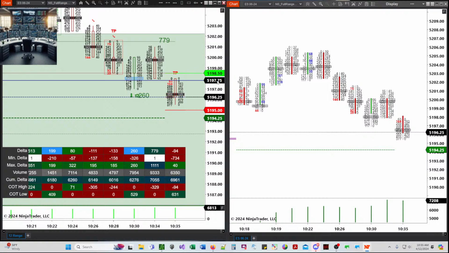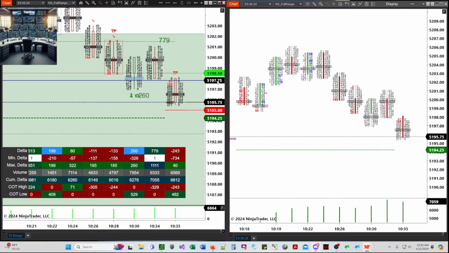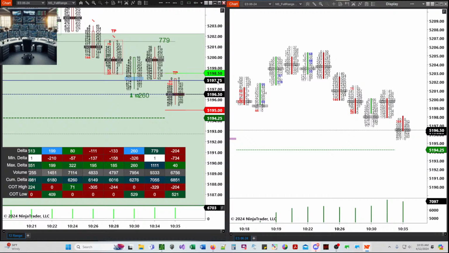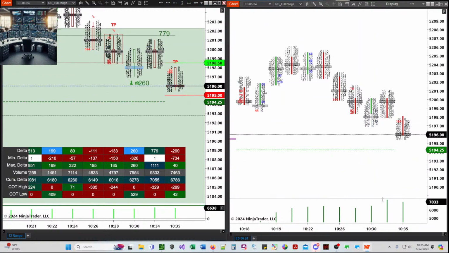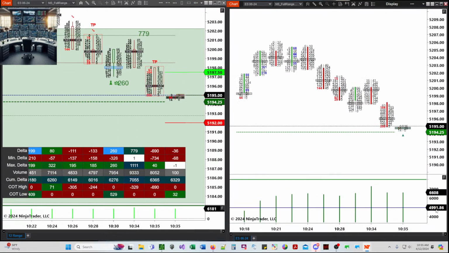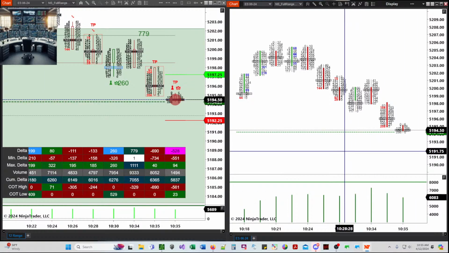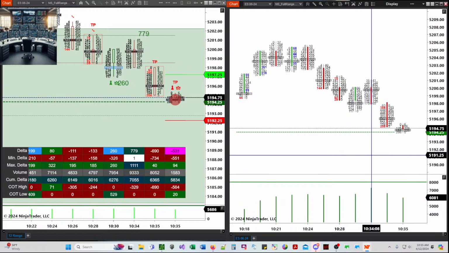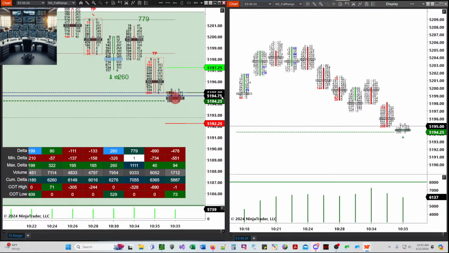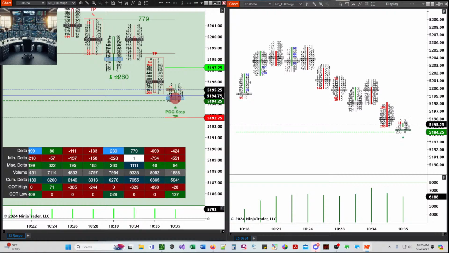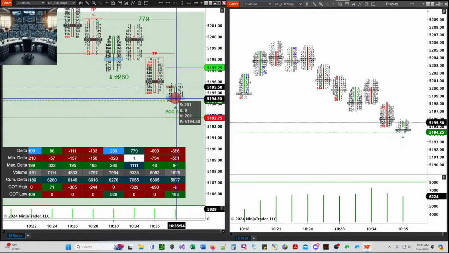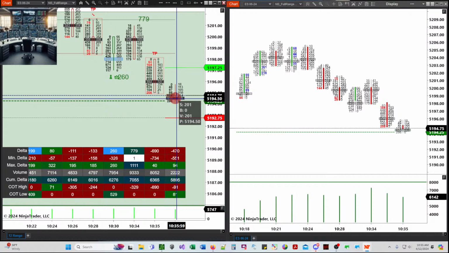But if it gets back up there, do I want to be in it? Especially with higher delta. Look at the delta, man. The delta is, well, we're falling off now. So, got a seller here at 94 and a half.